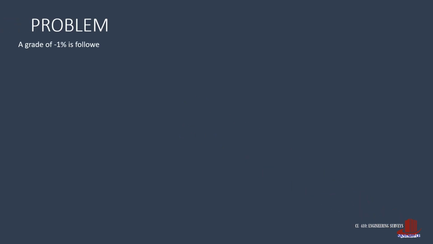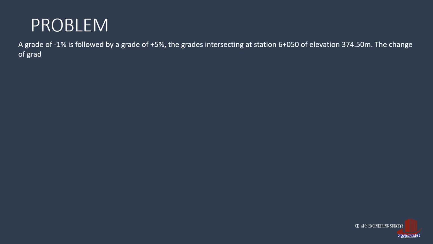A curve connects a descending tangent of 1% grade and a rising tangent of 5%. Their intersection is at 6 plus 050 with an elevation of 374.5 meters. The allowable change of grade is 0.4% in 20-meter stations.